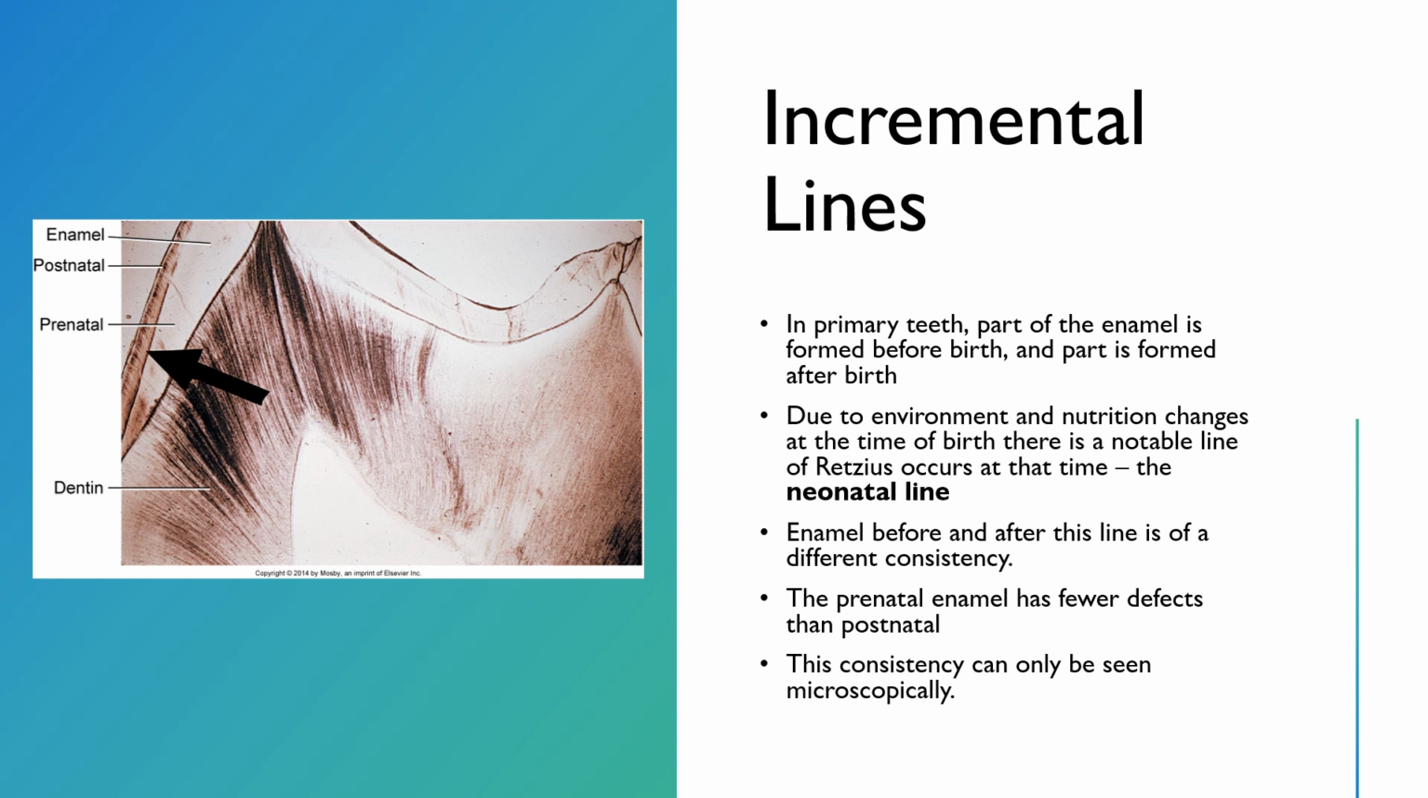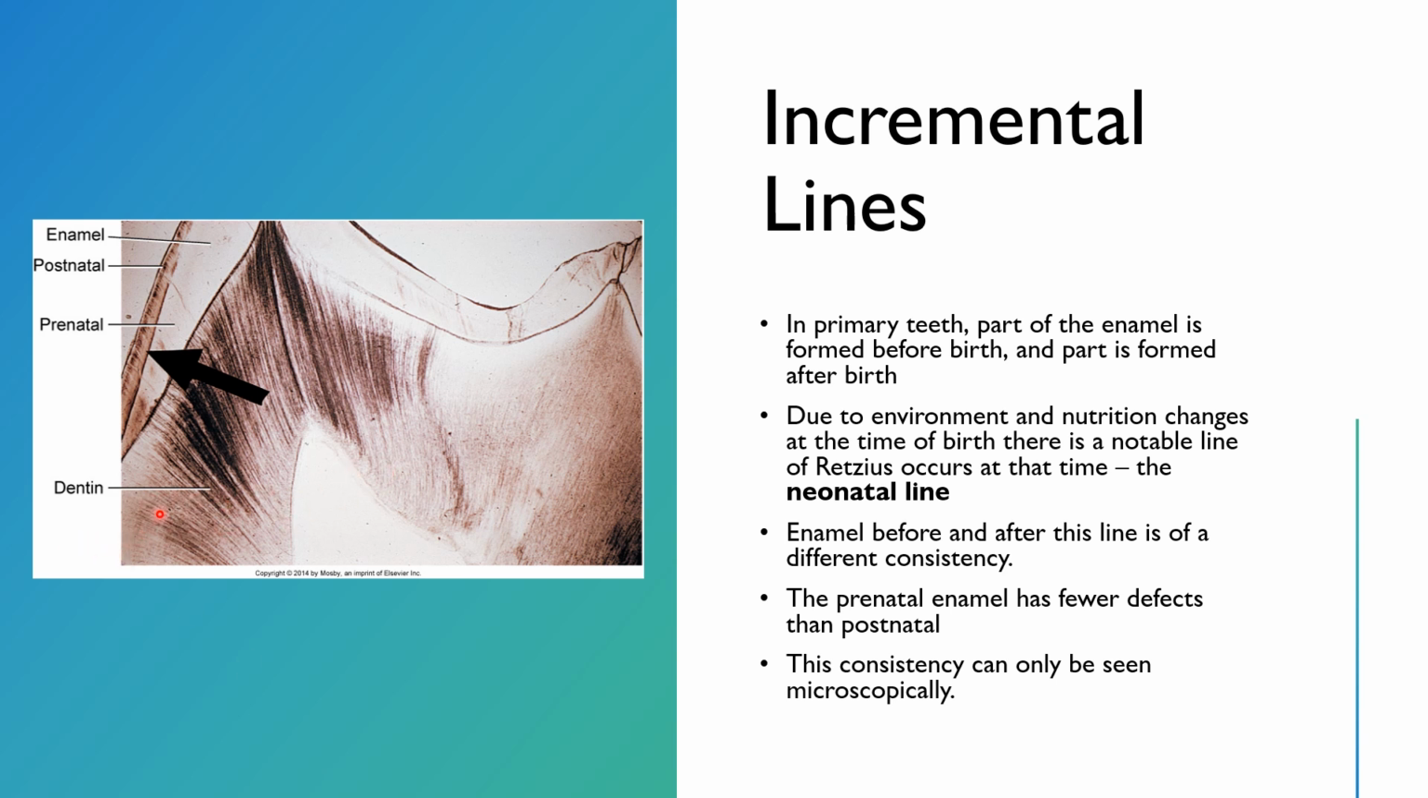Now in primary teeth, part of the enamel, remember, actually starts to form before birth, and then part of the enamel continues to form after birth. So when we're looking at something that has formed before birth, we're going to call that prenatal, and after birth would be postnatal. Due to the environment and nutritional changes that happen at the time of birth, there's usually a notable line of Retzius, a more distinct line that scientists have seen microscopically, and it is called the neonatal line. We can see in this picture that it shows it quite well.